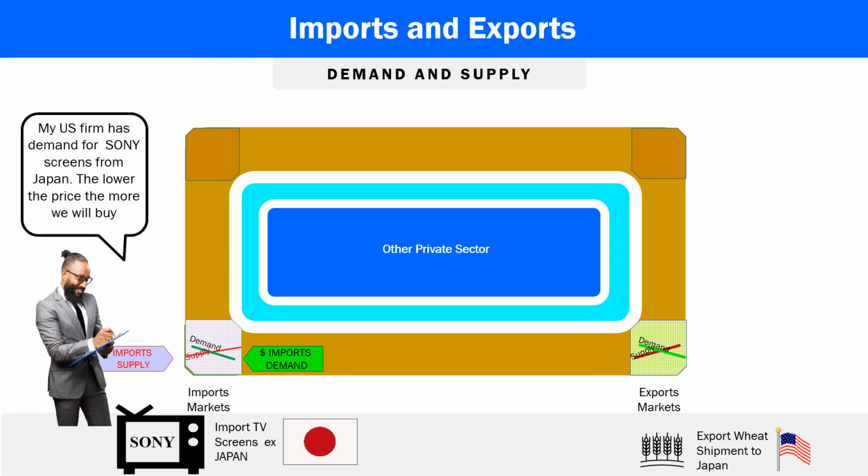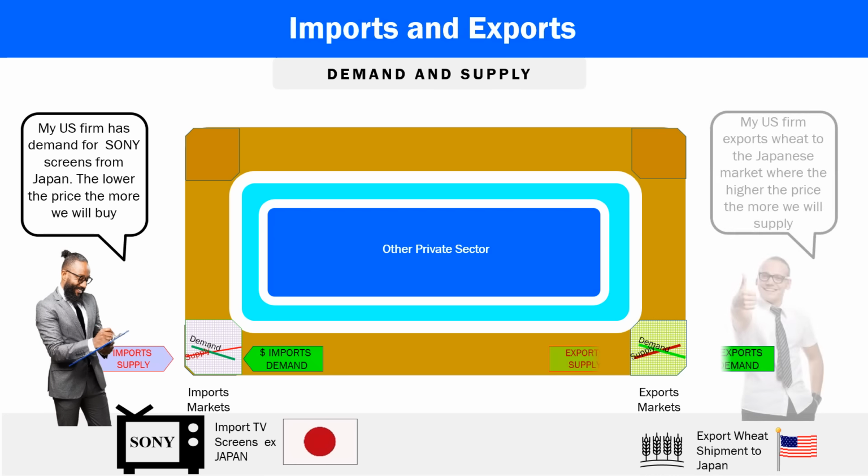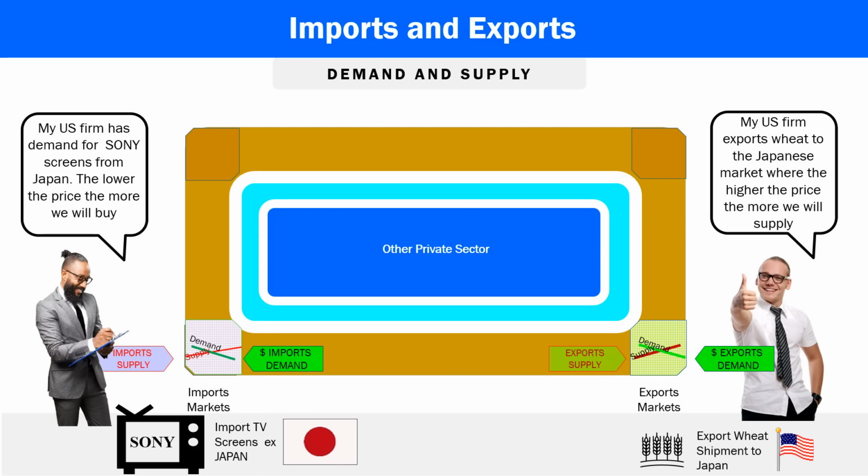B. Exports, supply and demand. At the other end, we examine the export market, using wheat exported to Japan as an example. The supply of wheat, shown in the hatched area at the lower right-hand corner, displays the normal supply and demand curves intersecting at the equilibrium point.